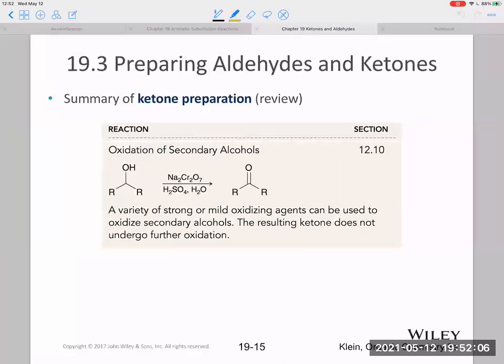The other kind of big one is oxidation of secondary alcohols. The key one there is sodium dichromate, or again, hopefully I've trained you at this point: anytime you see chromium, you're thinking strong oxidizer. In the case of a secondary alcohol, you'll just get a ketone. If you had a primary alcohol and this same set of reagents, that strong oxidizer would take it all the way to a carboxylic acid.